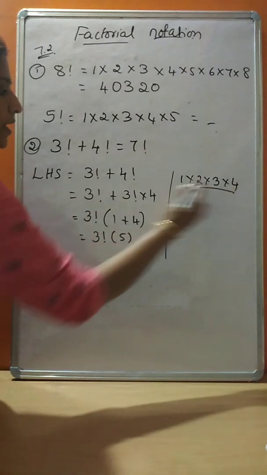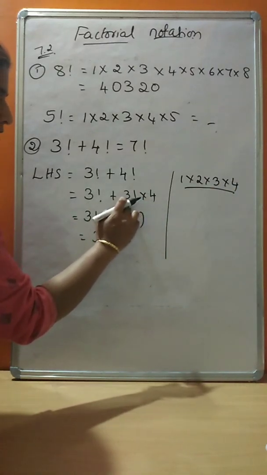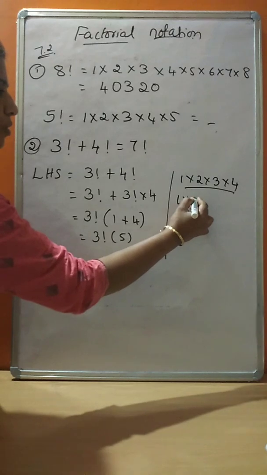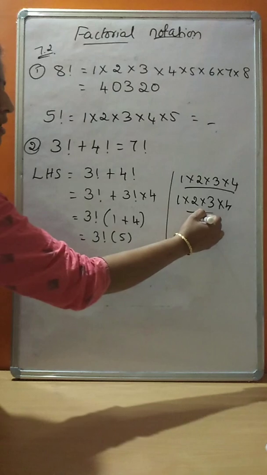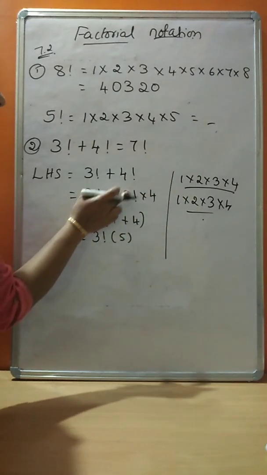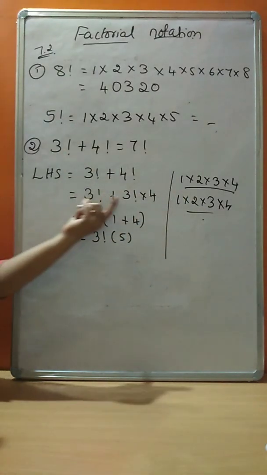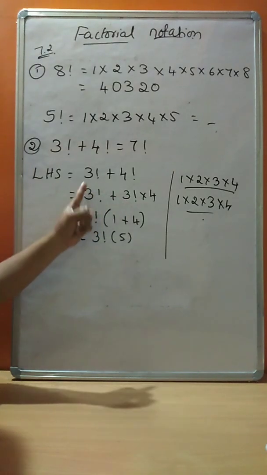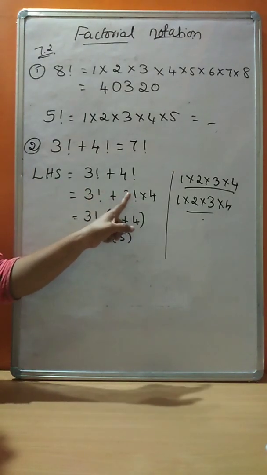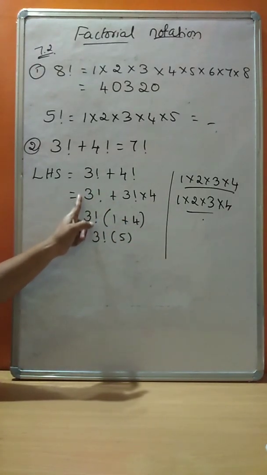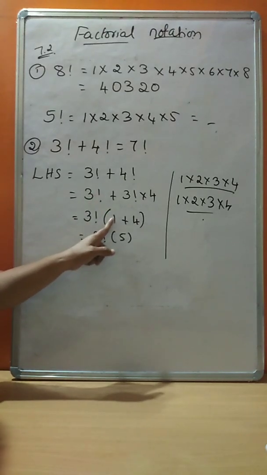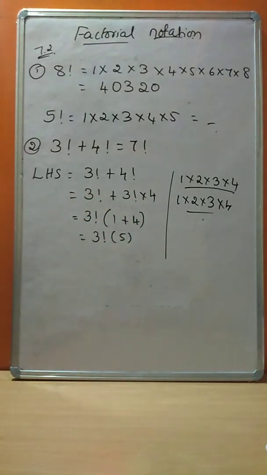Let me check. Can we write like this or not? 3 factorial is 1 into 2 into 3. So what will the remainder be? 4. Check, these two are the same. So 4 factorial can also be written as 3 factorial into 4. Among them, which one is the common factorial element? 3 factorial. Take the 3 factorial common and the remainder is 1. If you take 3 factorial outside, what will the remainder be? 1 plus 4. What's the value of 1 plus 4? 1 plus 4 is 5.